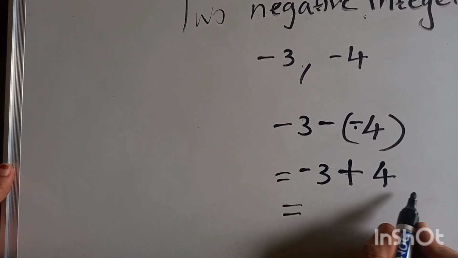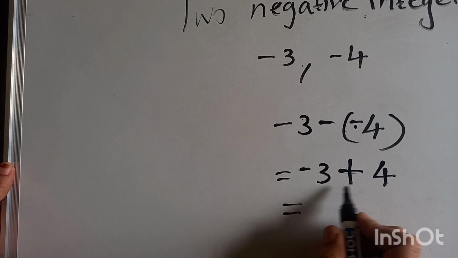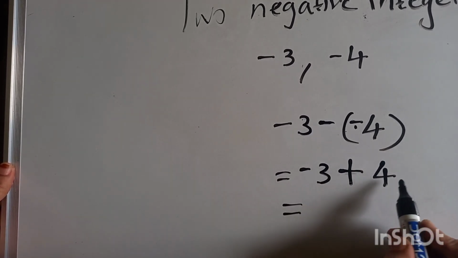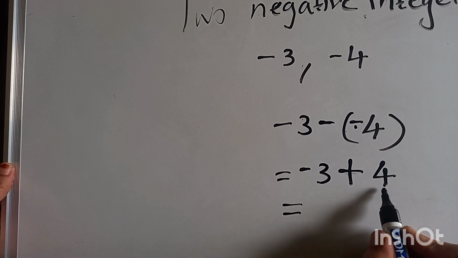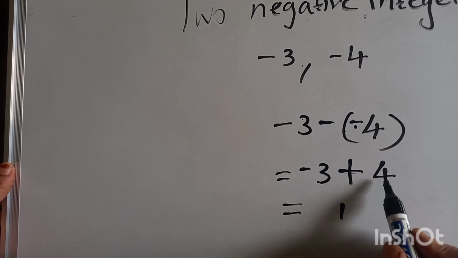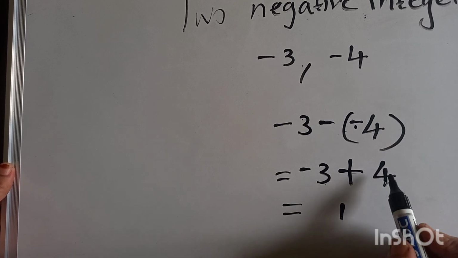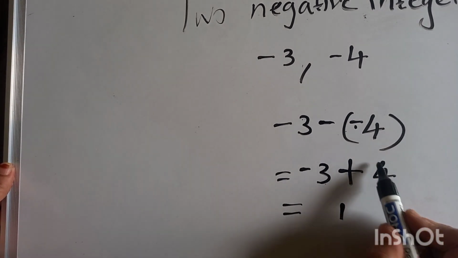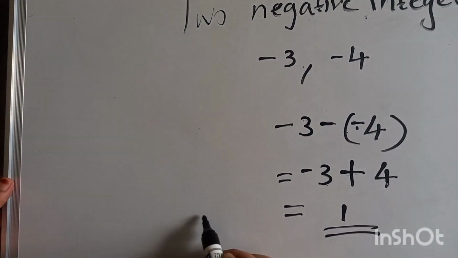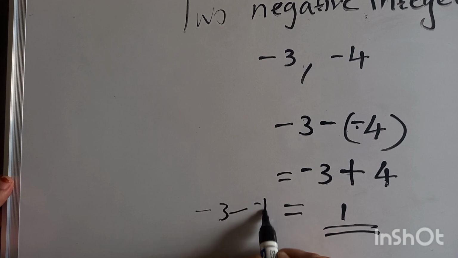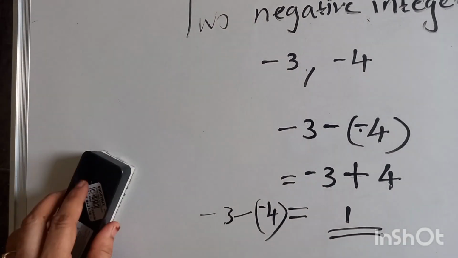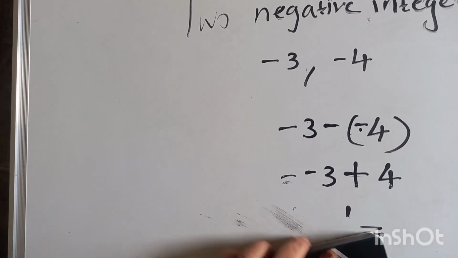Adding two integers of opposite sign, what you have to do is neglect the sign of both numbers and subtract the lesser number from the greater number. So 4 minus 3 you have to do. The answer will be 1, and you have to put the sign of the bigger number. Of 3 and 4, the bigger number is 4, and the sign of the bigger number is positive. So the answer will be positive 1. So negative 3 minus negative 4, the answer will be positive 1. This is how you subtract two negative integers.